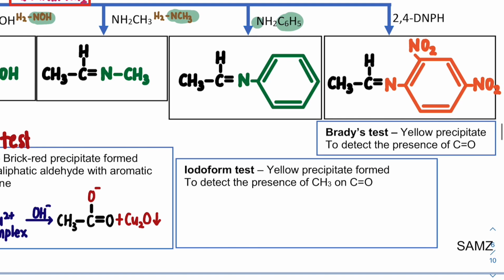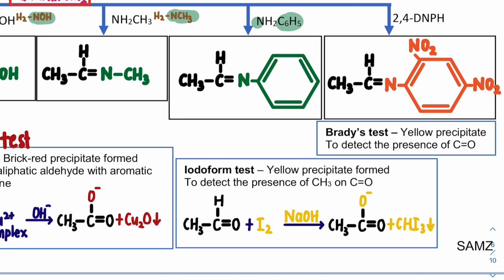Last but not least is the Iodoform test. In this case, we're going to detect the presence of CH3 on our carbonyl. If we have CH3 on it, dia akan jadi C double bond O. Okay, so what about the equation? So we have our ethanal. We're going to react it with iodine, I2, and a base, sodium hydroxide. What happens in the reaction is we substitute H dengan O minus, and then we have our CHI3 kita ni lah.